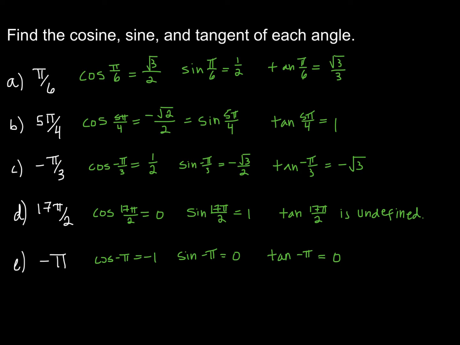A couple things to point out. At 5 pi over 4, cosine and sine have the same value. Tangent of 17 pi over 2 is undefined. That's because 17 pi over 2 is in the same place as pi over 2, and so their tangent is undefined. And at negative pi, tangent has a value of 0, and it's nice to interpret it in terms of the slope of the terminal side.